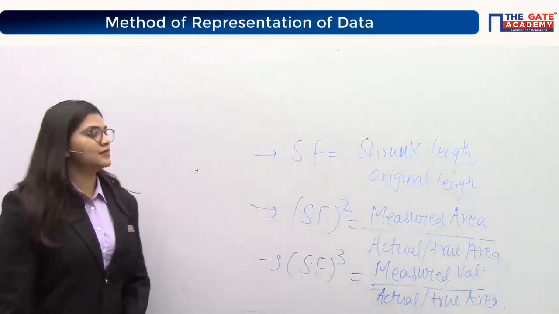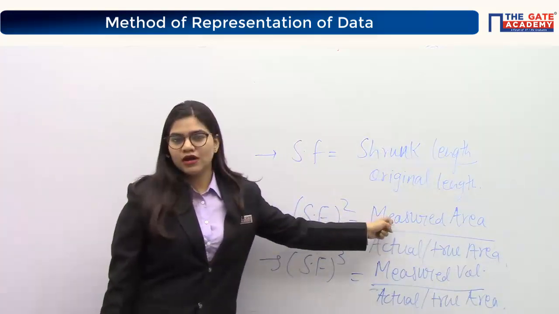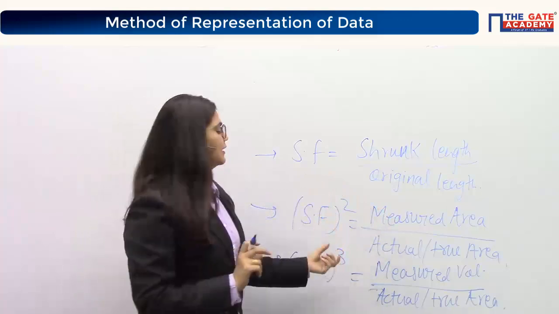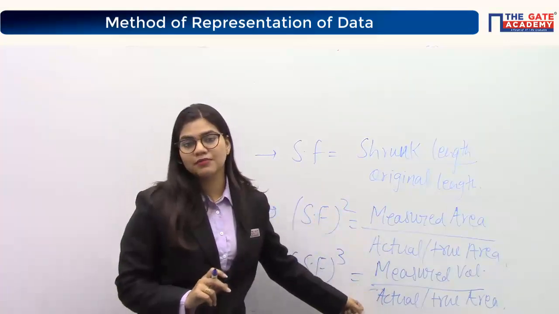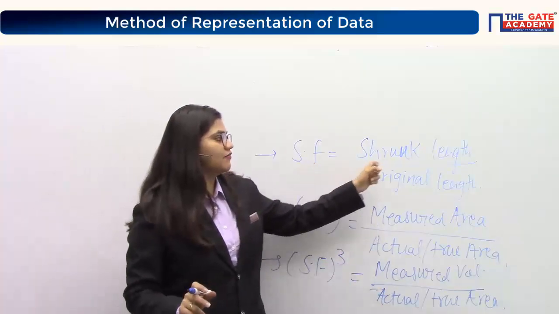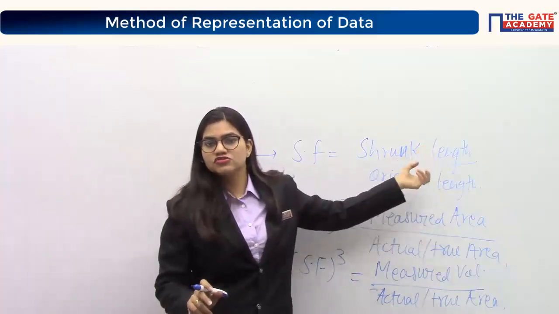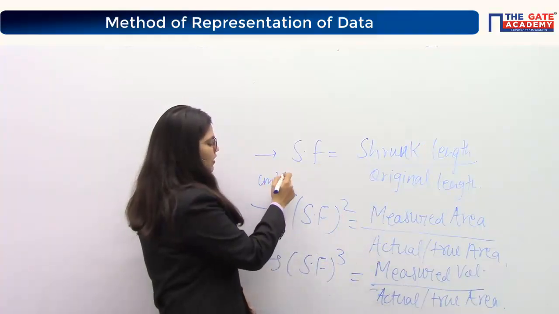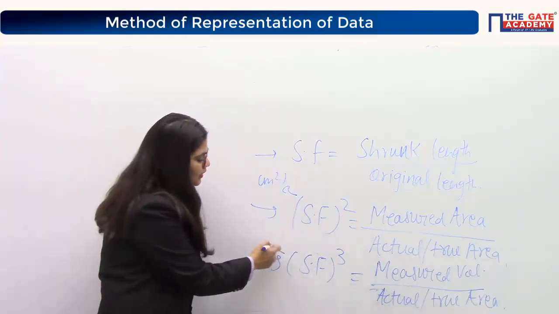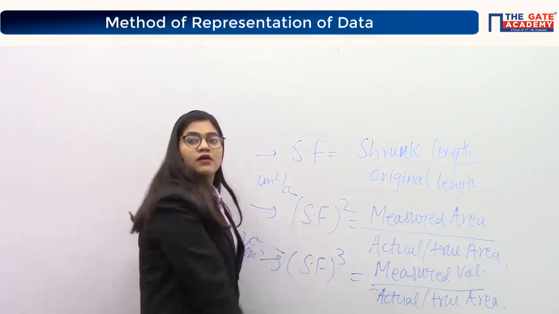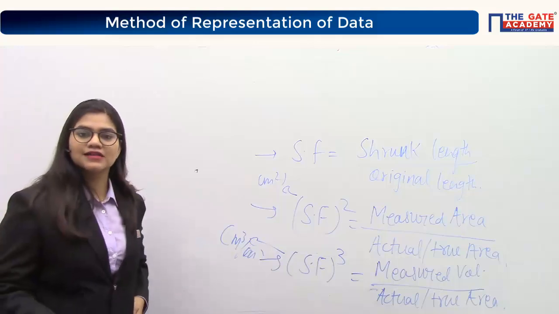So remember this thing. If you talk about the area, it will be square. If you talk about the volume, it will be cube, because shrinkage factor was in terms of length, so for area it should be square, because you want the unit in meter square or centimeter square, whatever, and here you want the unit in meter cube or centimeter cube. Okay, 10,000 is the answer.